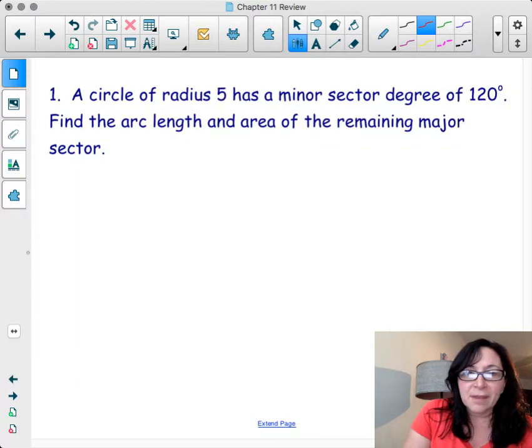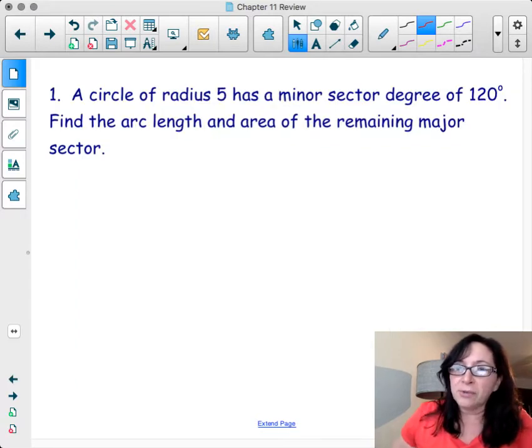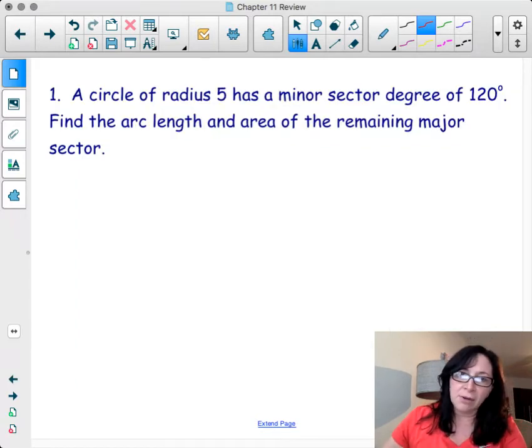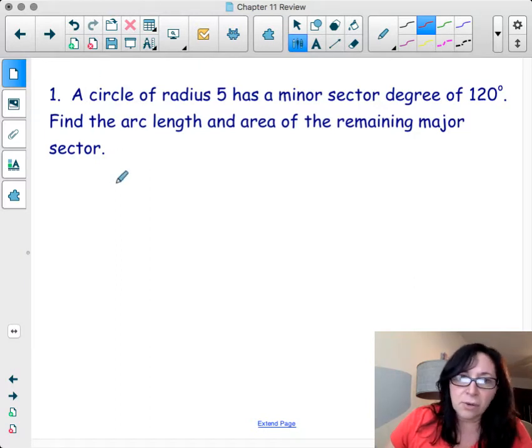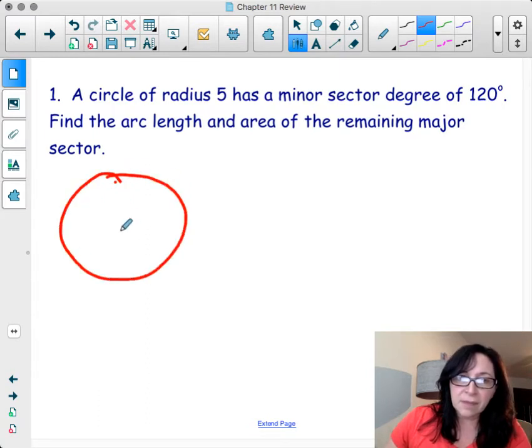All right. First question is, the circle has radius 5 and a minor sector degree of 120. Find the arc length and the area. So first thing let's do is make a circle. Radius 5, minor sector degree of 120. So try to draw a 120 degree angle in there. The area that we're looking for is in here, whereas the arc length will be from here to here.